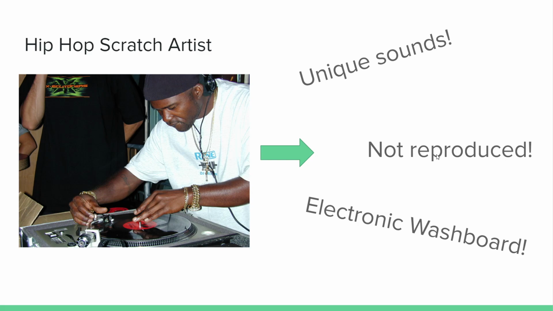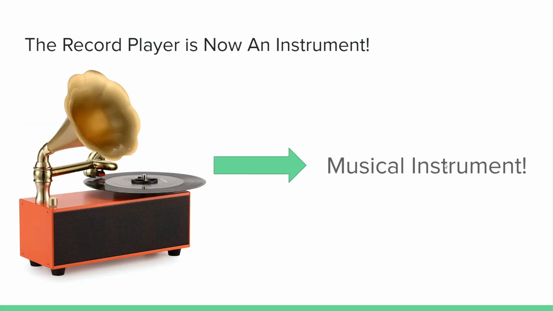So here's where we get into some strange territory. Let's say we have a hip-hop scratch artist, right? And they are essentially using a record and a needle as almost like an electronic washboard, right? They're creating unique sounds, and sounds that are not reproduced. Okay? So now the record player is an instrument. So this is pretty controversial just because what's on this record is probably copyrighted material, and it's being used in a new way, to be essentially a creative instrument.